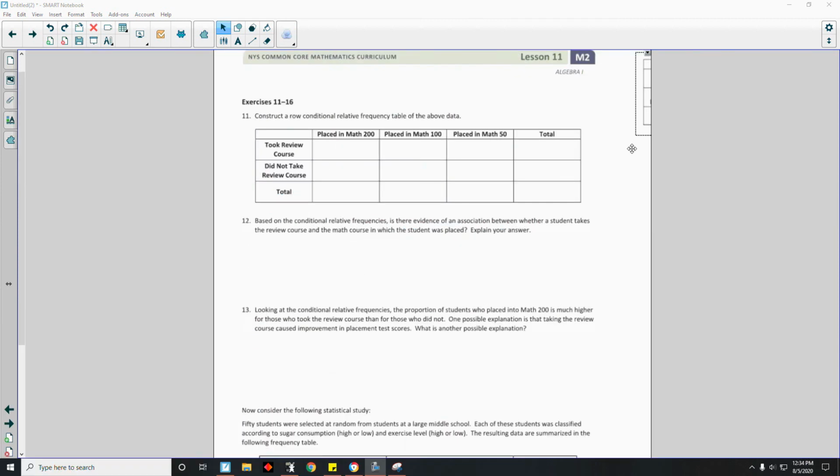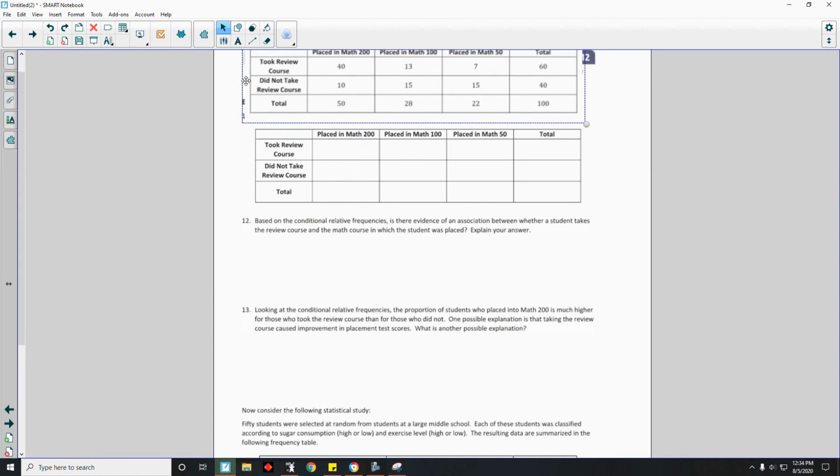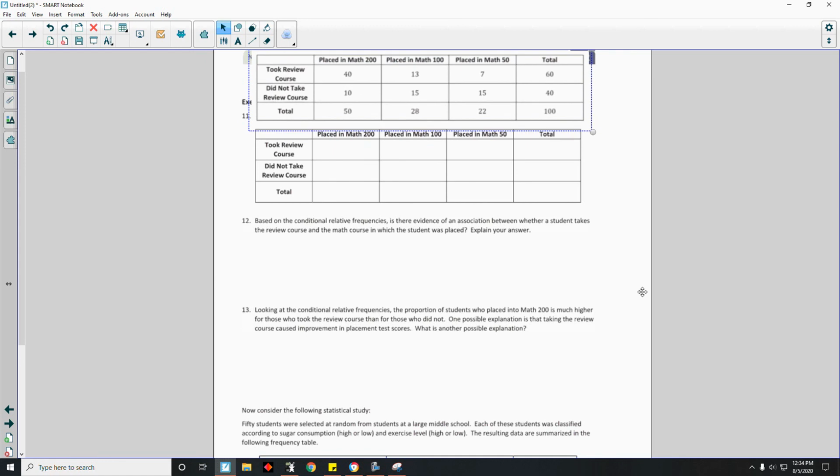Okay, page 3 brings us to exercises 11 through 16. Number 11 says to construct a row conditional relative frequency table for the above data. So this is the above data from the last page, so I don't have to keep flipping back and forth. What we're doing here is using the totals for the rows.